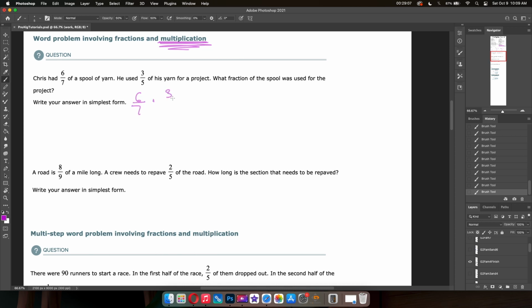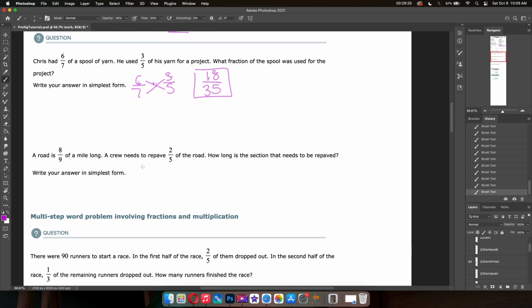So we have 6/7 of a spool. He used 3/5. So how much was used of the project? Let's see here. 6 and 5. That doesn't work. 7 and 3. Does that work? No, it doesn't. So we're just multiplying across. 6 times 3 is 18. 7 times 5 is 35 because we couldn't use our little bait and switch trick.